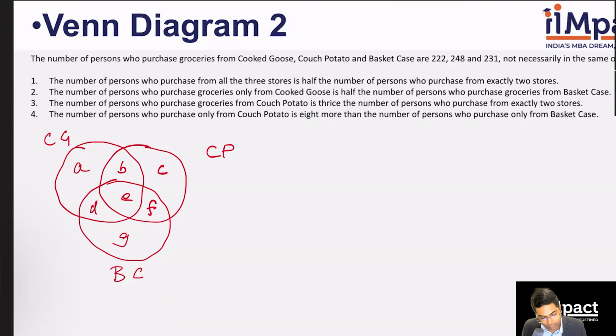All right. The number of persons who purchase from all the three stores, which is E, is half the number of persons who purchase from exactly two stores. So this is equal to (B plus D plus F) upon 2. Okay, equation number 1 clear.